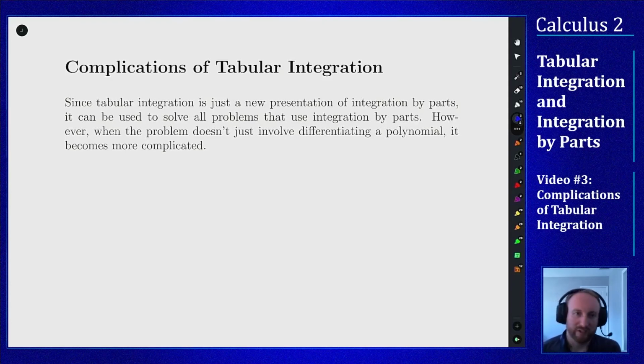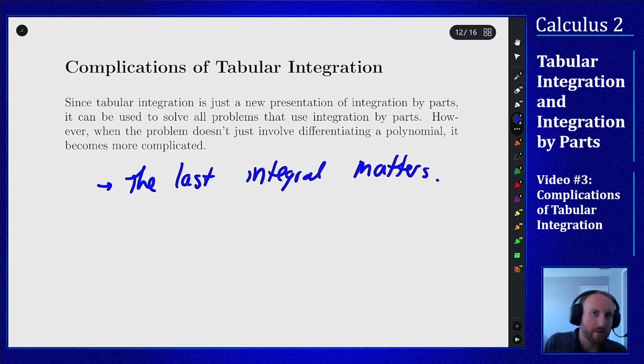Now we have the tricky stuff. So tabular integration is great for certain types of problems, but not necessarily all integration by parts problems fall into that category. Like mentioned in the last video, the point is with polynomials that you're differentiating, they eventually go to 0 because they eventually go away. That's how polynomials work. If you don't have a polynomial there, that last integral matters.